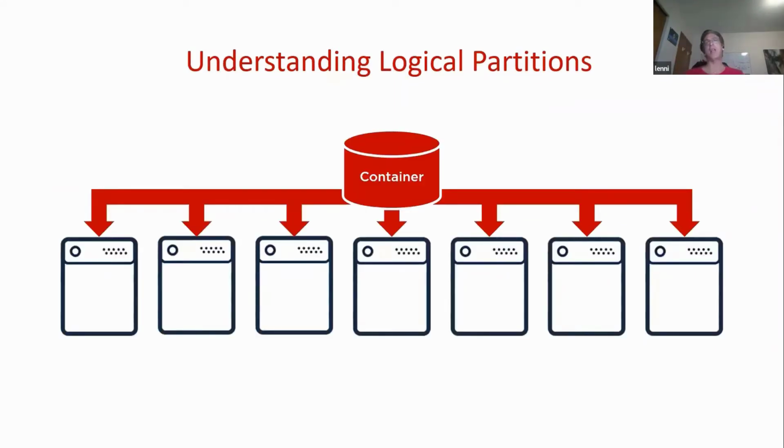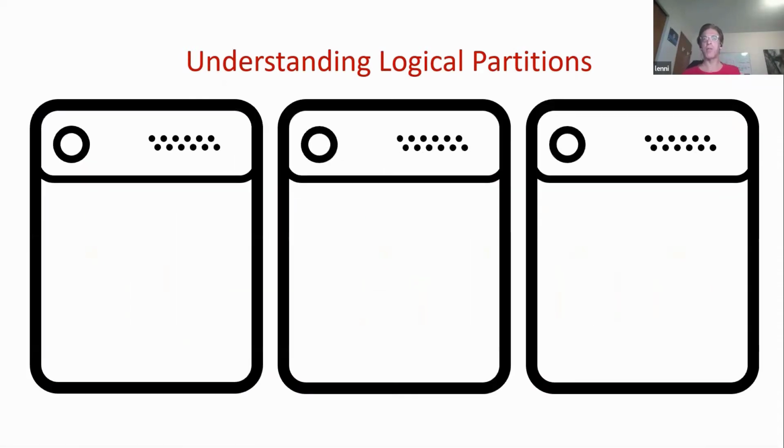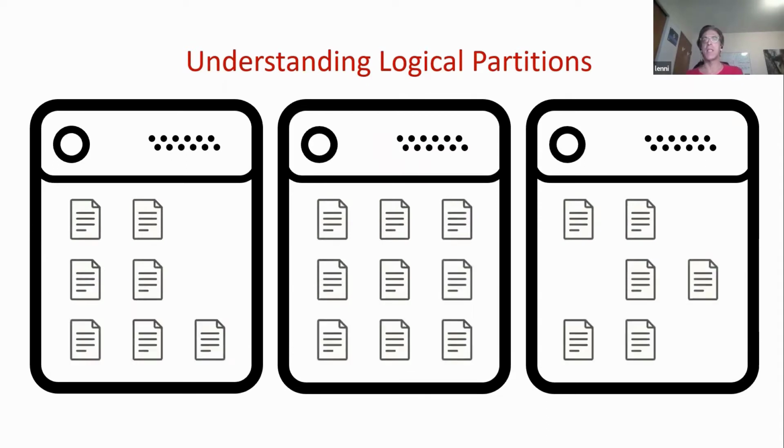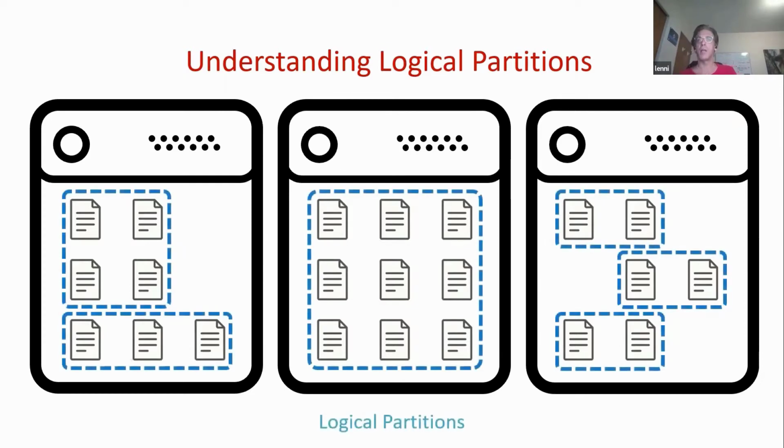Cosmos DB manages the physical partitions, we are in control only of the logical partitions. So let's zoom in on 3 of these physical partitions and imagine we are throwing documents into the container and they are of course landing on these various physical partitions. How does Cosmos DB know which physical partition to store which document? The answer to that of course is logical partitions, which we define.